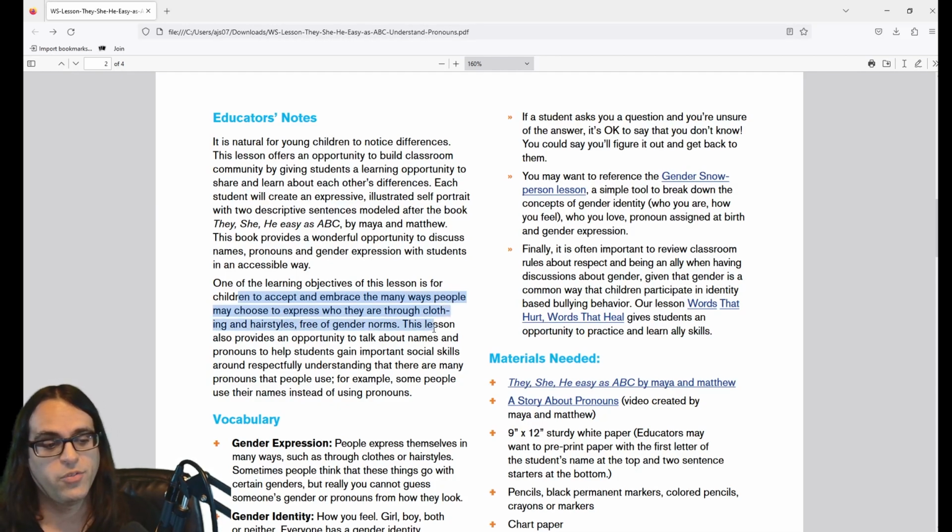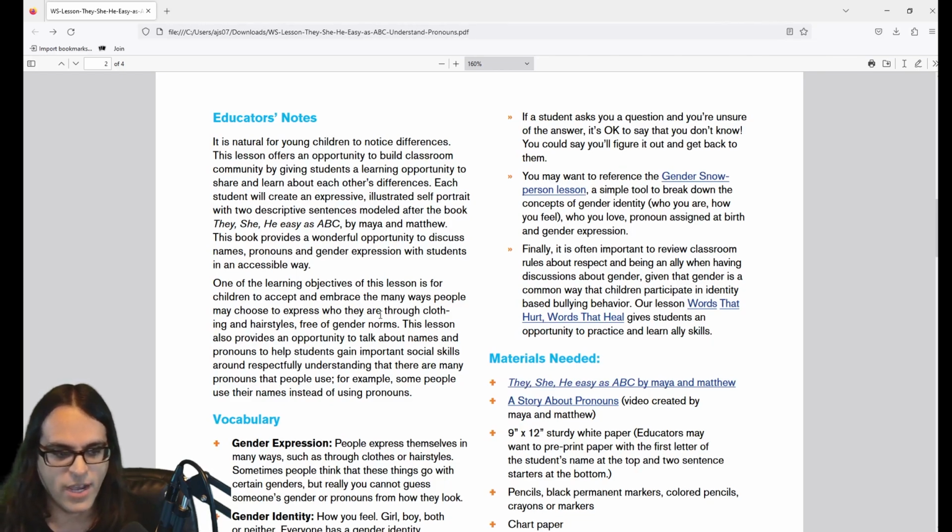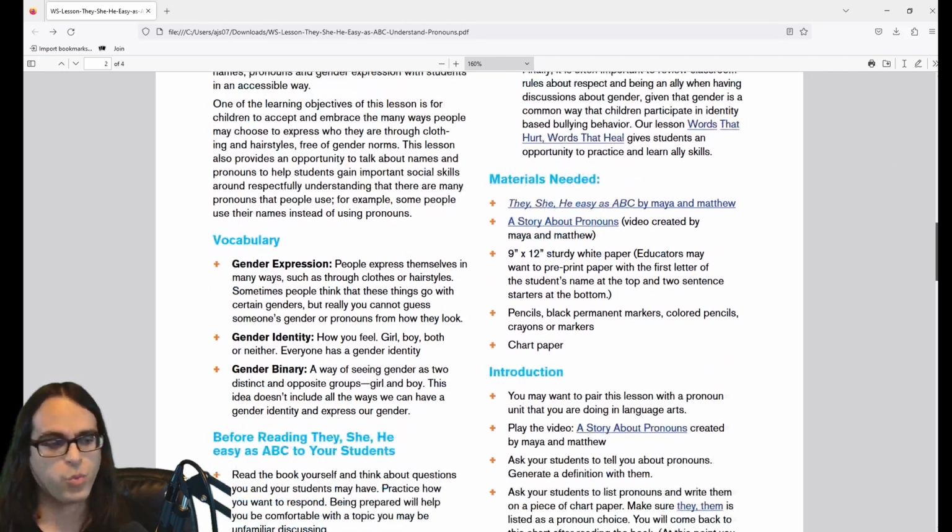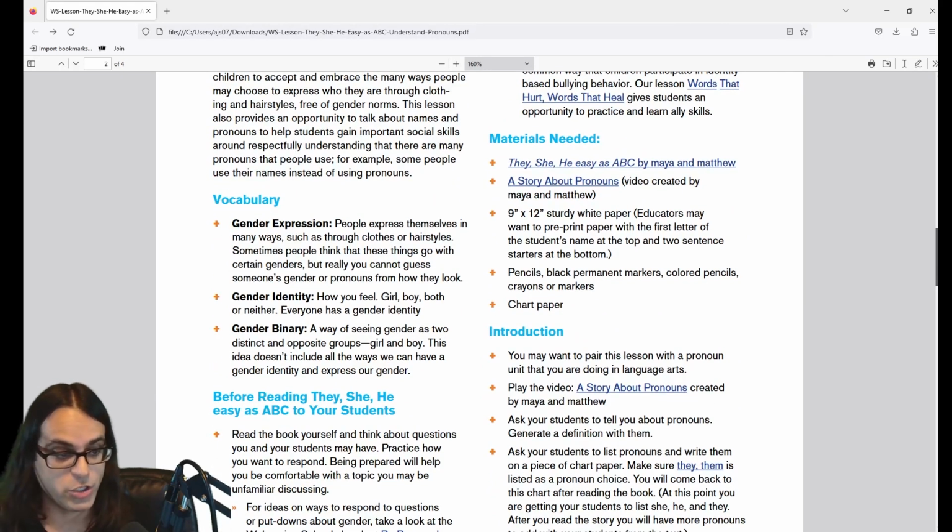This lesson also provides an opportunity to talk about names and pronouns to help students gain important social skills around respectfully understanding that there are many pronouns that people use. For example, some people use their names instead of using pronouns. So what I find really interesting about this is they already make the link that your expression through your clothing and hairstyle is gender expression and it's not personality. Very interesting.